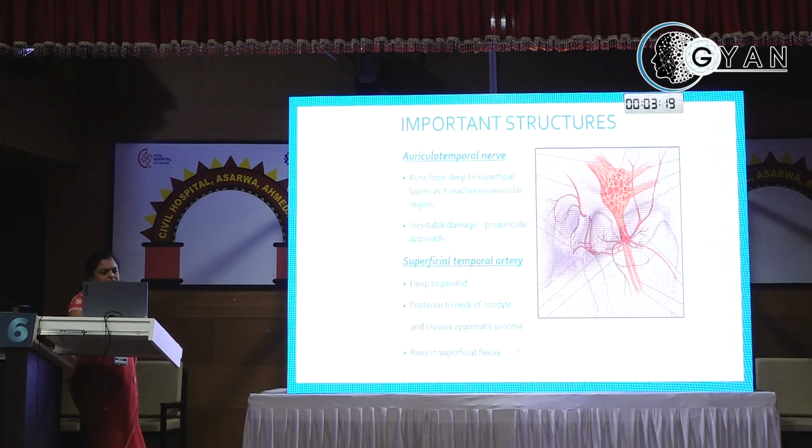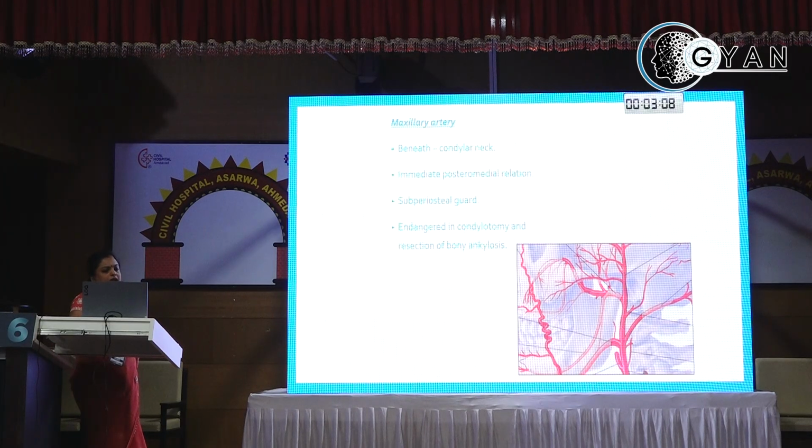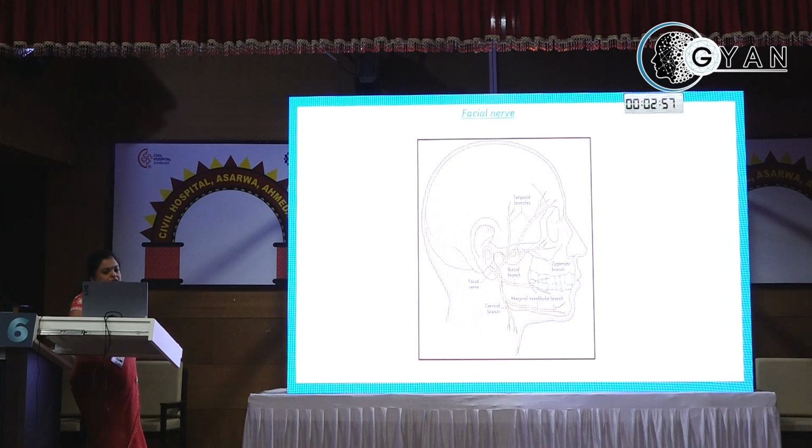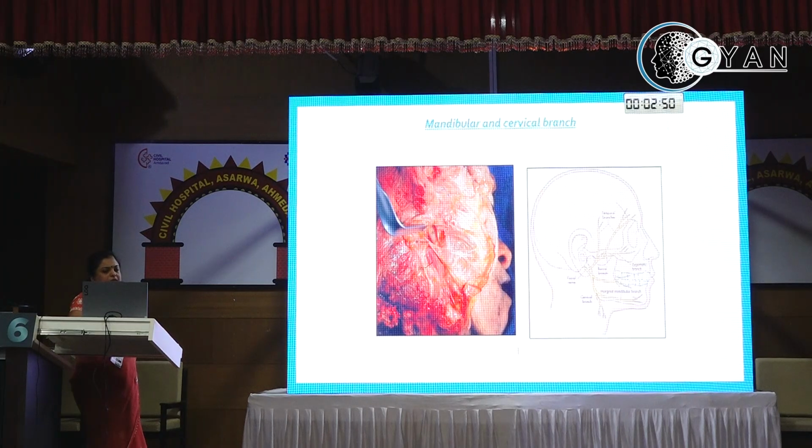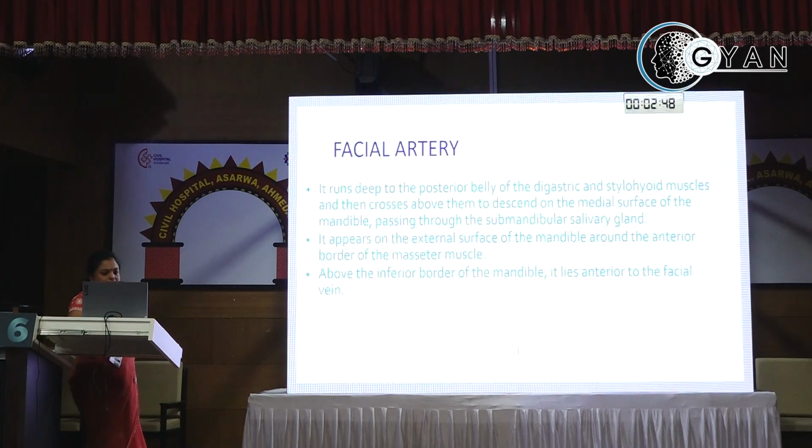So again, when we are looking at the posterior neck of mandible, it's the superficial temporal artery, auriculotemporal nerve. In terms of the incision, it would be the transverse facial artery also, and maxillary artery, which is beneath the condylar neck. It can be endangered in cases where we have to do a condylotomy and resection of the bony ankylosis. Again, as we've already discussed yesterday also, I would again stress on this, the facial nerve location, the distance that is there as described earlier, we need to keep this in consideration.